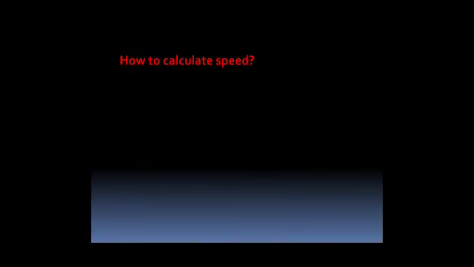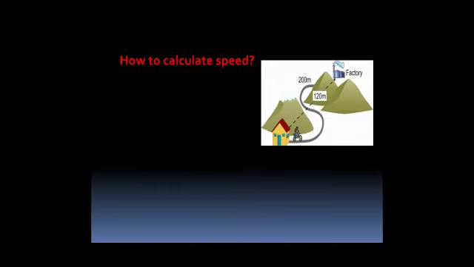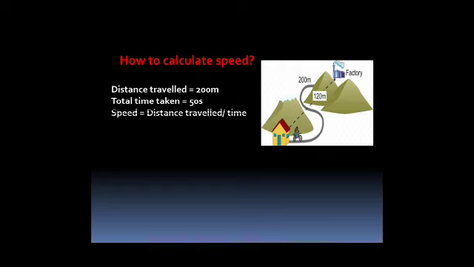Now let us see how to calculate speed. In the previous example, the total distance travelled by the person is 200 meters. Let's say the total time taken is 50 seconds. Therefore, speed will be distance travelled upon time, that is 200 meters upon 50 seconds, that is 4 meters per second. So we conclude meter per second is the unit of speed. Speed is also measured in kilometer per hour and miles per hour.